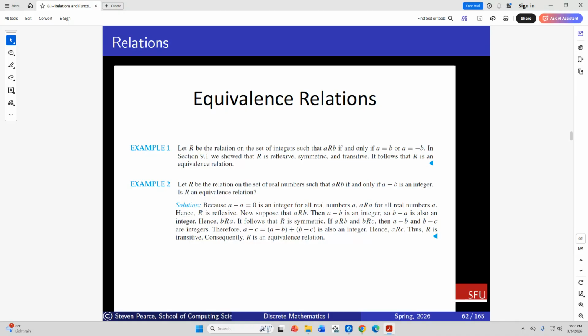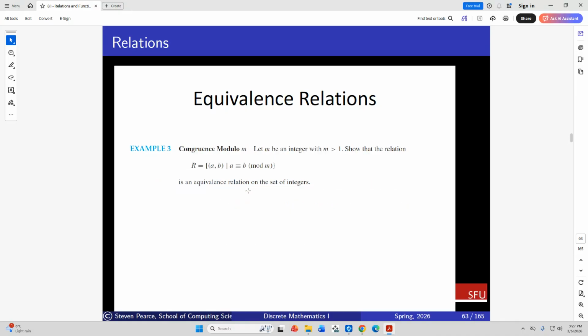Okay. So the next example has to do with congruences. So I'm just going to walk you through this. I don't want to write the whole thing out. It'll take too much time. Congruence modulo m, okay? Let m be an integer with m greater than 1. Show that the relation R, or R equals, in set builder notation, the pairs of integers a, b such that a is congruent to b modulo m. Just go right back to chapter 4. And that is an equivalence relation, okay?